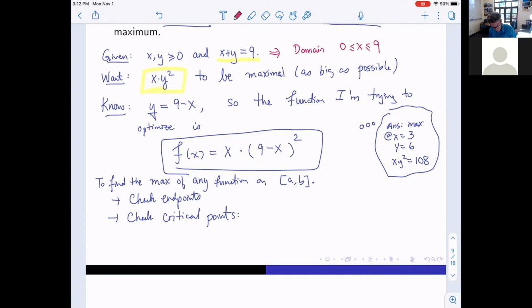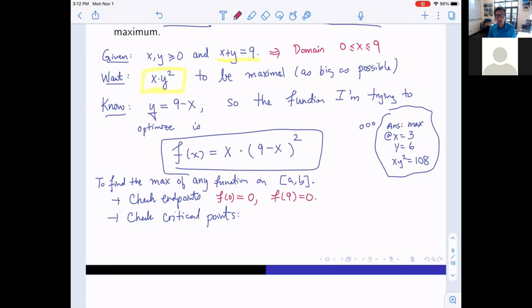And so if I check those two endpoints, let's see what happens. If I check x equals 0, f of 0 is, if I plug in 0 for x, 0 times 9 squared, so that's 0. And if I plug in 9, that's the other endpoint, I get 9 times 9 minus 9. Well, 9 minus 9 is 0, and so I get another 0.